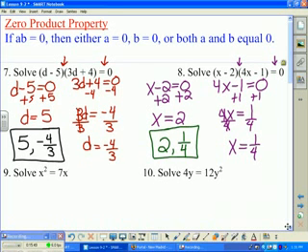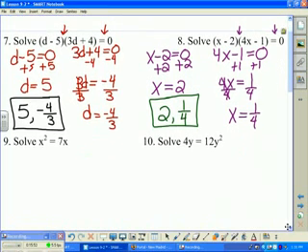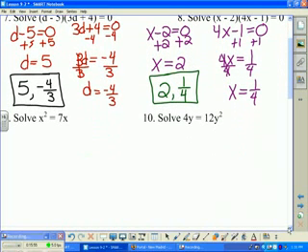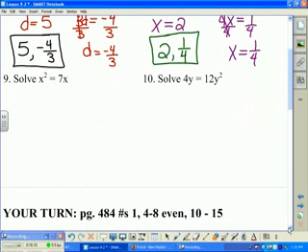Our last two problems are a little different. We're going to be using the same idea of setting something equal to 0, but if we look at 9 and 10, there is not a 0 in the problem. There's nothing written that says something equals 0. So in order to use the zero product property that we just talked about, we had to have equals 0 written in the problem. So we can manipulate this. We can make our problem look like that so that we have the equal 0.